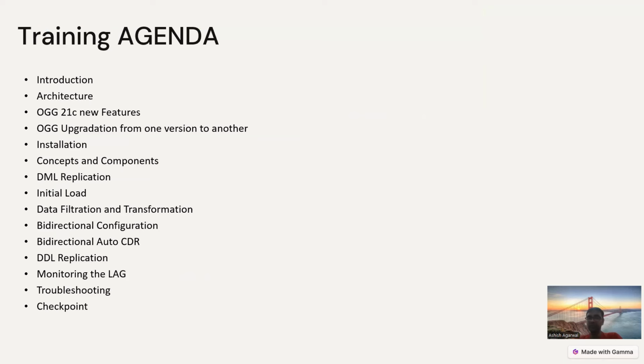So we'll be discussing introduction to Golden Gate architecture, Oracle Golden Gate 21C new features. We'll also be touching upon 23 AI, Oracle Golden Gate upgradation from one version to another. Installation is another important aspect, then concepts and components of Golden Gate, how to set up DML replication using Oracle Golden Gate, initial load using Oracle Golden Gate, data filtration and transformation, zero downtime upgradation and migration strategy using Golden Gate, bidirectional configuration, auto CDR, DDL replication, performance tuning like monitoring the lag, checkpointing, troubleshooting.